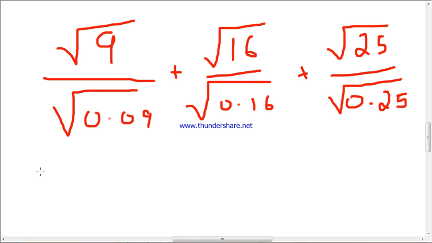Now it looks very complicated, but if you check the numbers, there's some similarity over here, and there is something we can notice. There is 9 in the numerator and there's 0.09, that's the similarity. 16, 0.16, 25 divided by 0.25. So there is definitely something that can be done to make the sum look easy.